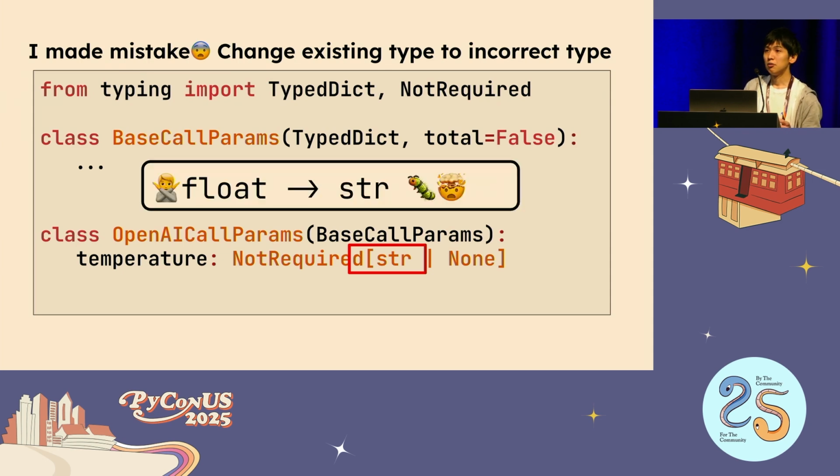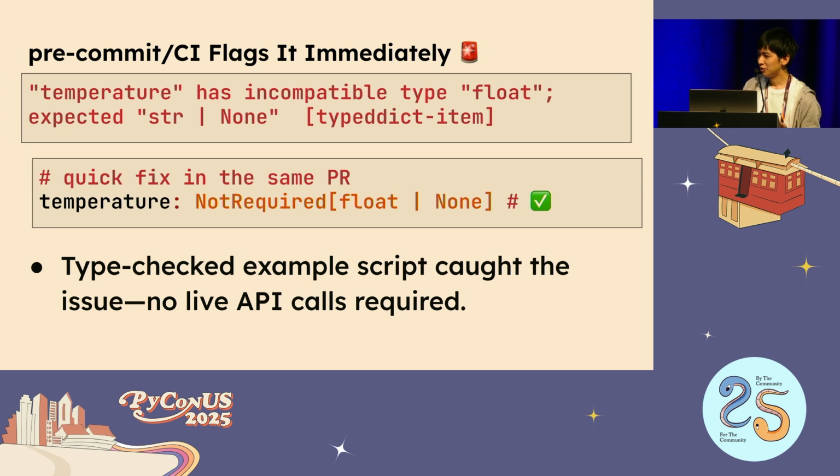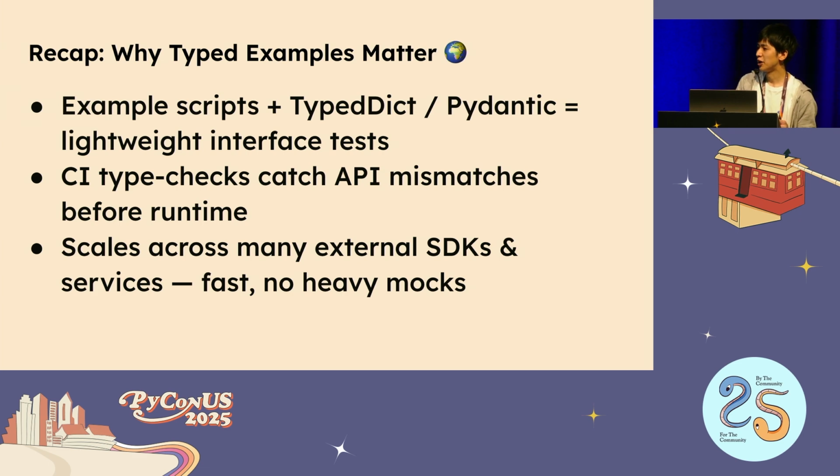So after that, I did git commit and Pyright raised an error: incompatible type, the type float expected, str or unknown. Oh, okay, I made a mistake. I should reverse these changes to pass Pyright. It's very cool. So, recap: why do type examples matter? An example script, like a TypedDict or Protocol in Python, works like a lightweight interface test. Also, the CI type check catches mistakes, API mistakes, before runtime.